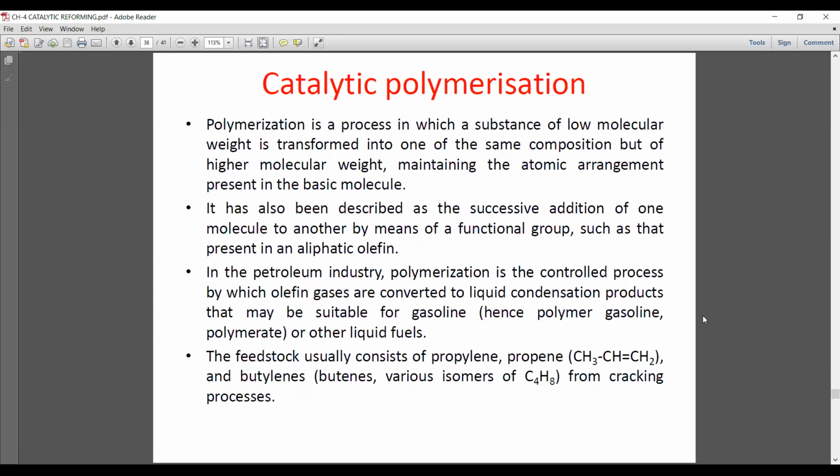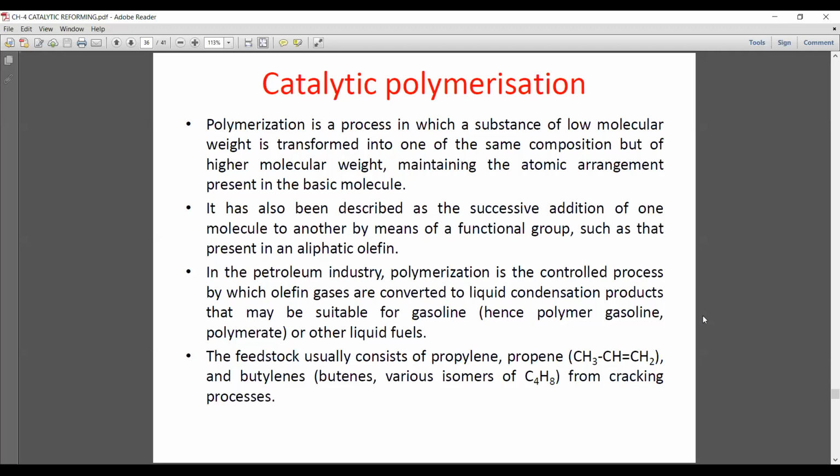Then comes the last one, which is the catalytic polymerization. So polymerization is a process in which the substance of low molecular weight is transformed into one of the same composition but higher molecular weight, maintaining the atomic arrangement present in the basic molecule. So you're going to have the same composition, but by increasing the number of monomers, you're going to increase the molecular weight. Composition is same.